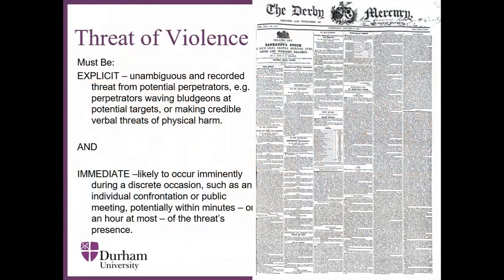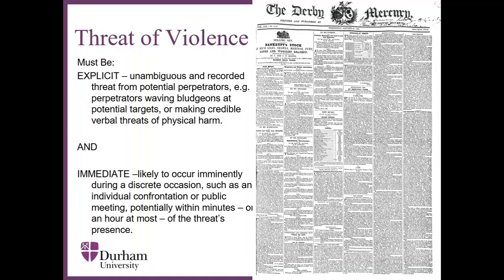As such, events should be included if the threat was 1. Explicit. This means an unambiguous and recorded threat from potential perpetrators. For example, if they're waving bludgeons at potential targets or making credible verbal threats of physical harm. It should also be 2. Immediate. Now this means it's likely to occur imminently during a discrete occasion, such as an individual confrontation or public meeting, potentially within minutes or an hour at most of the threat's presence.